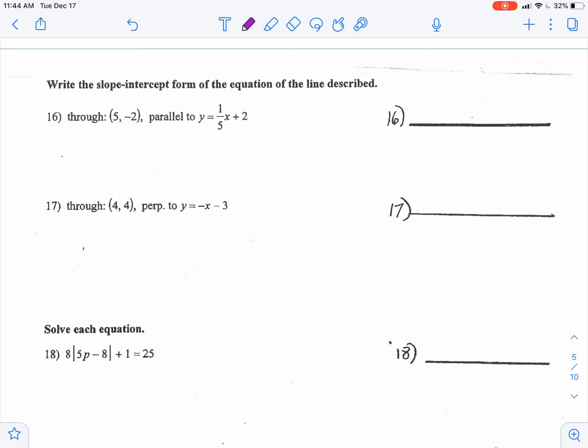Okay, our next one is we are again going to write an equation. This tells you to write it in slope-intercept form. So don't forget slope-intercept form, y equals mx plus b. And it has to fit this criteria: it goes through this point, and it is parallel to this equation. So what does the word parallel tell you about this problem? Pause and work the problem.